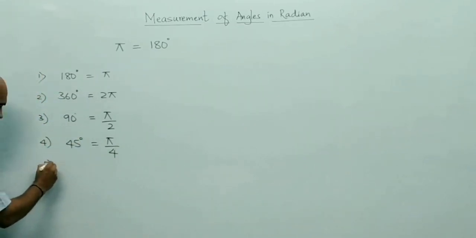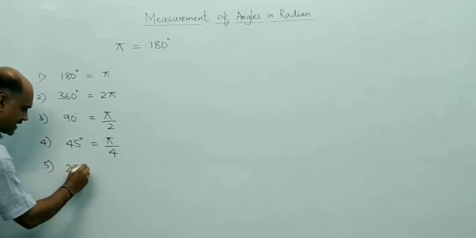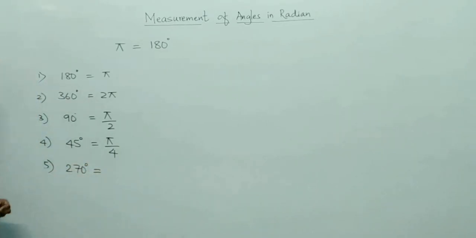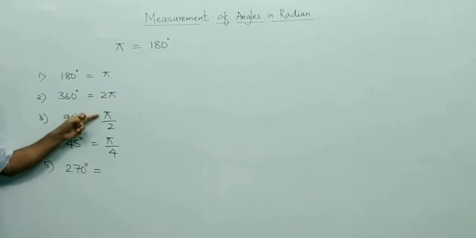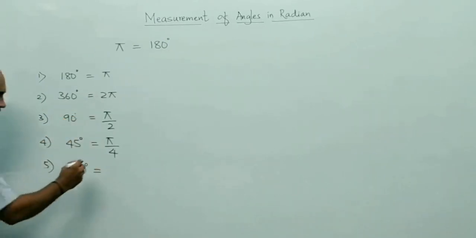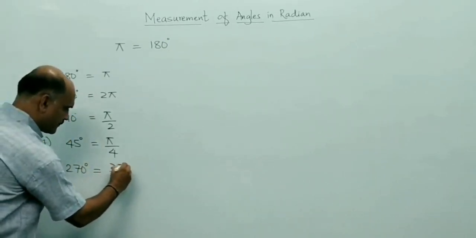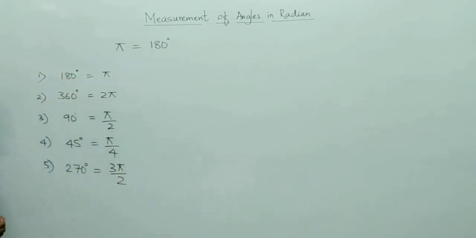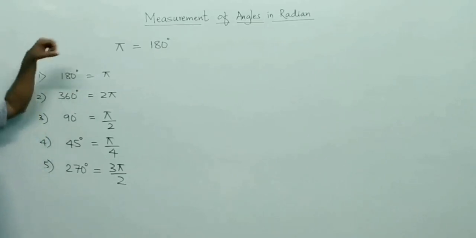Similarly, if I take 270 degrees, 90 into 3 is 270. So you should multiply by 3 here also. So 270 will be 3 pi by 2. Clear students? So directly you can remember.